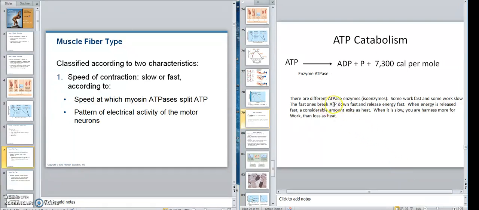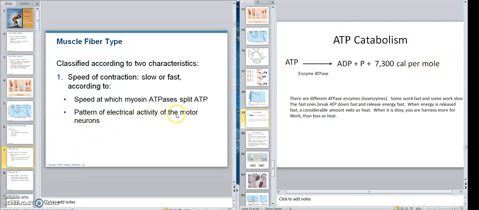The fast ones break down ATP fast and release energy fast. Now, when energy is released fast, a lot of it goes away as heat. So we don't have as much efficiency like we talked about. When the energy is released slowly, though, you harness more to do the work, so a better efficiency. So if you break it down fast, that's for fast muscle. But for muscle that needs endurance, like your postural muscles, you want to get as much out of it as you possibly can.